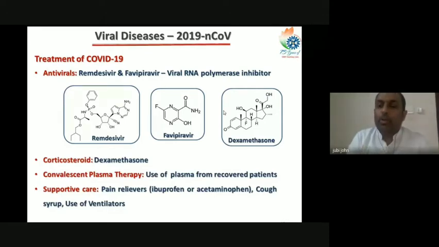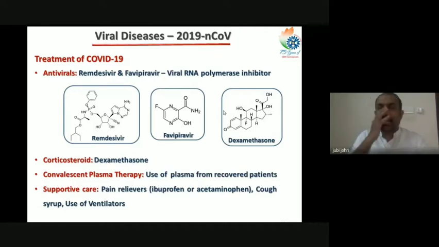So people who are needing ventilators are being administered dexamethasone, and dexamethasone helps to decrease the inflammation in the lungs and other parts of the body. It is being reported that the intake of dexamethasone has decreased the mortality rate. Another treatment option that is being used is the use of plasma from recovered patients.